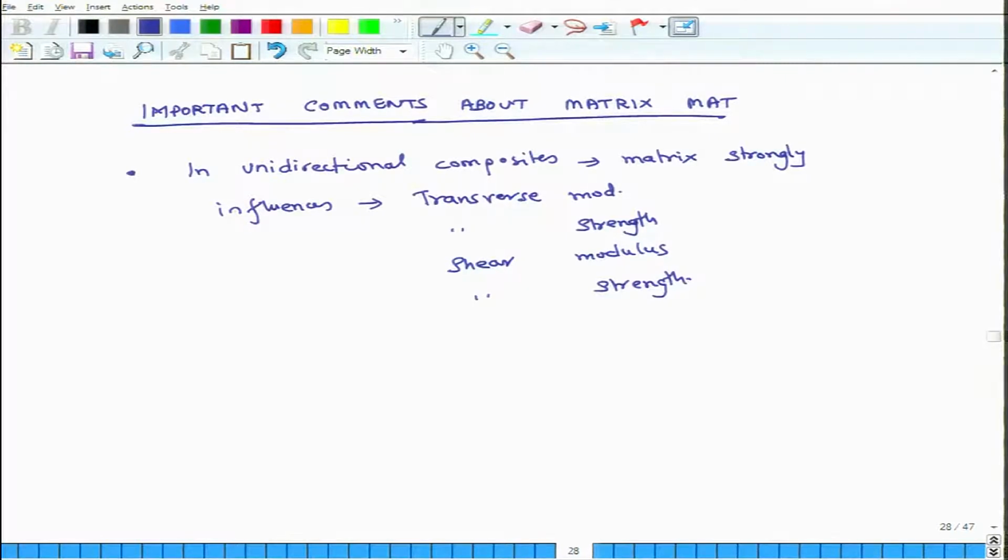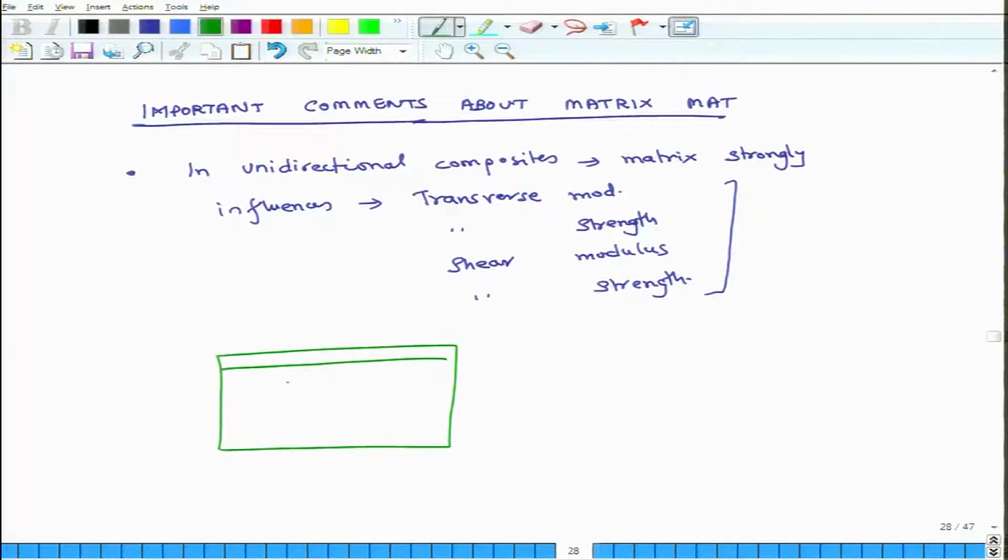There are several other points, but this is important to understand, and we have to all start getting used to terms like transverse modulus, shear and things like that. So, consider a composite which is made up of fibers and it is embedded in a sea of matrix.